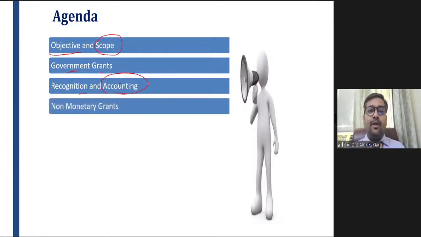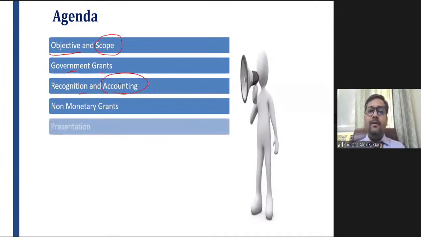Then we will discuss the non-monetary grants, where the government is not providing money to the company, but is providing an asset free of cost. Then we will discuss presentation, how this government grant has to be presented. And let me tell you, this presentation is also driven from the accounting. There are 2 kinds of presentation as far as government grant is concerned.